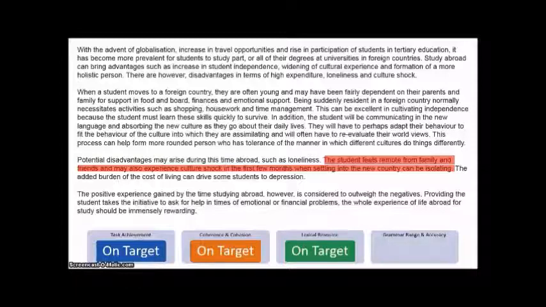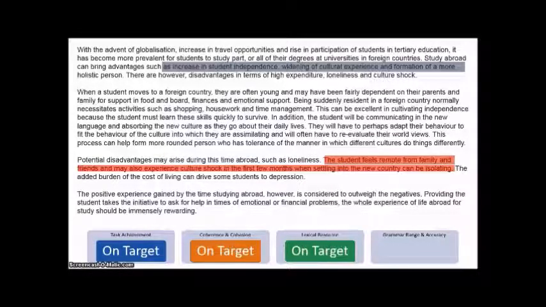The problem comes at the end where they say it can be isolating. That doesn't grammatically fit with the sentence, and they would have had to have edited it, perhaps to say something like, when settling into a new country, which can be isolating. So this is a problem. However, there are still quite a few examples of sophisticated language use.